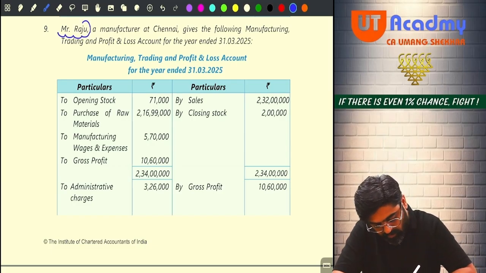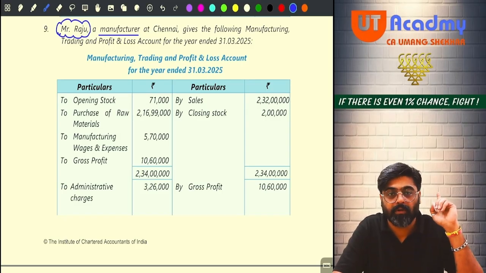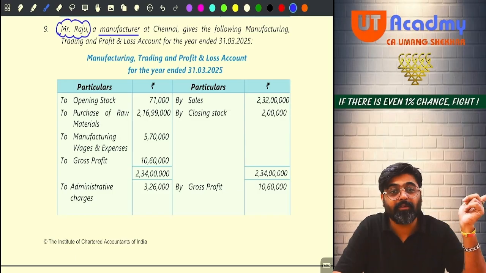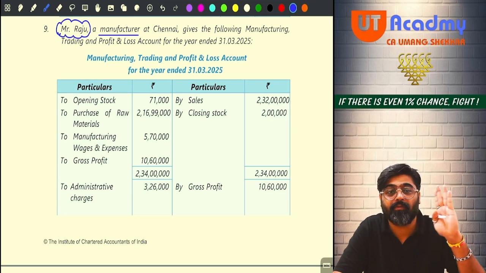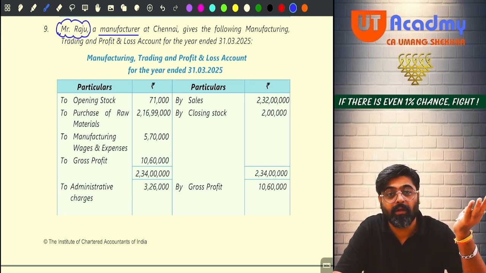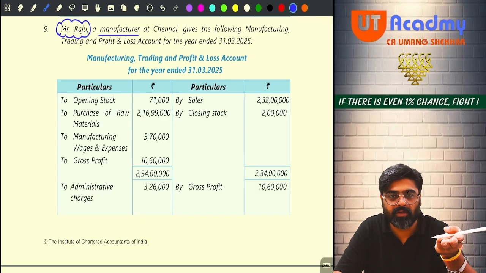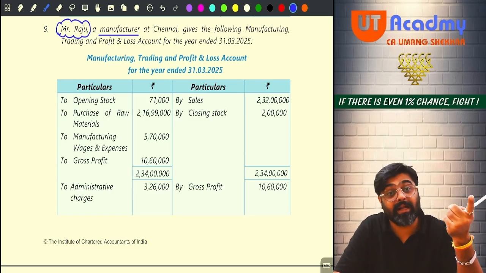First of all, he is an individual. He is a manufacturer at Chennai. Manufacturer means there must be some new plant and machinery, on which he can claim depreciation. But wait, only if it is given in the question that he is not following 115BAC. If it is given that he is following 115BAC, then even if he is a manufacturer purchasing new plant and machinery, he will not get any deduction for additional depreciation.